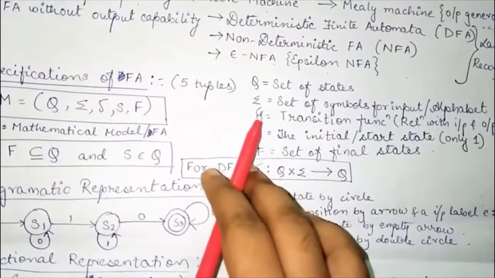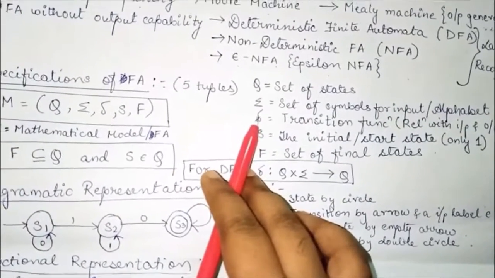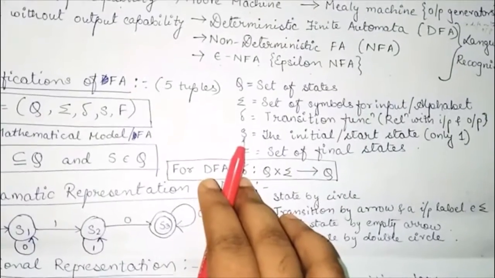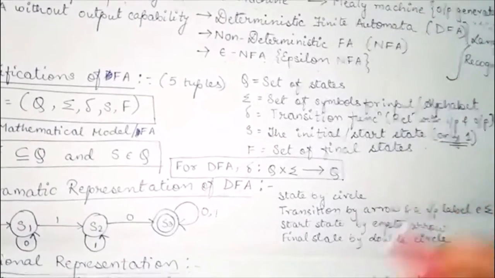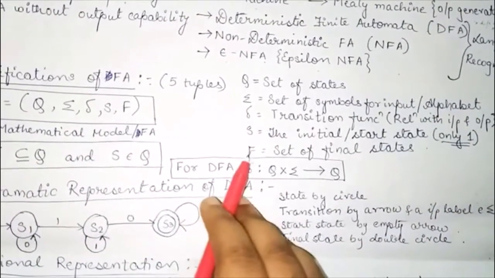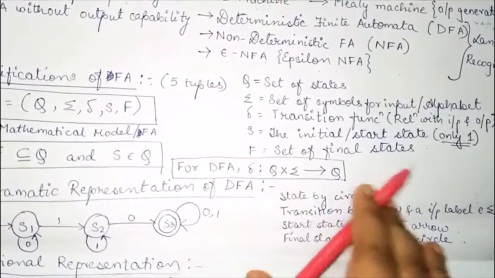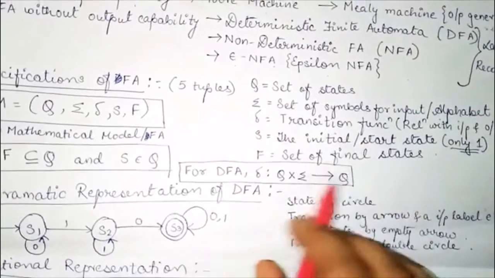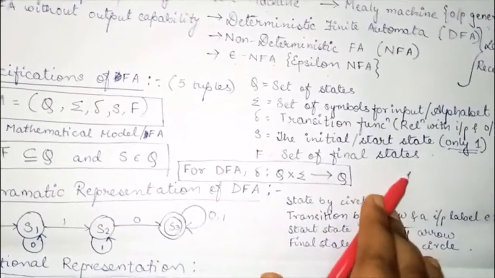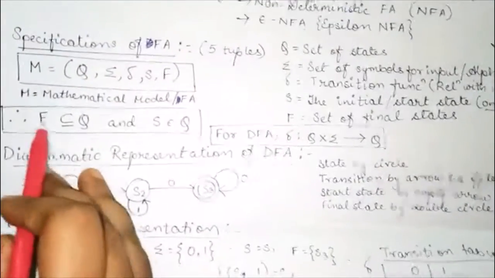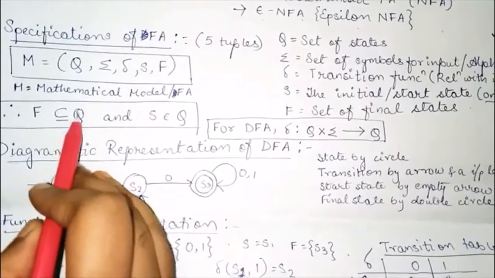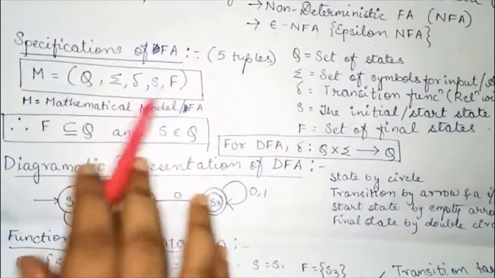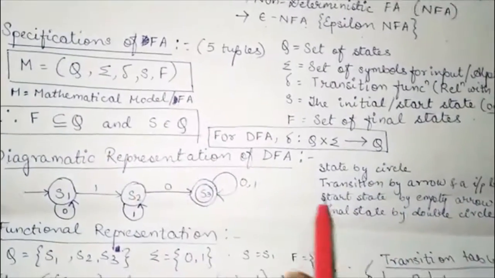Then transition function is different for different types of language recognizers. Then S is the initial state, and it is only one because we can only start from one state. Then F is the set of final states, that will include all the final states that we have. So F is a subset of or equal to the set Q, and S is an element of Q. And we have 5 parameters for the finite automata.